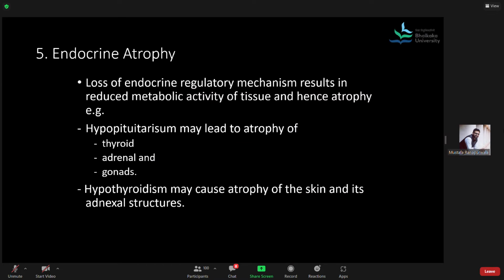Endocrine atrophy, right? Endocrine atrophy is where the hormones that are usually required for the normal functioning of various organs do not get their normal hormones. Like hypopituitarism, we know, leads to atrophy of the thyroid, adrenal, and the gonads, because the stimulating hormones like TSH come from the pituitary for the activation of the thyroid hormone. In the same way, when we have hypothyroidism, we are going to see the skin and adnexal structures atrophy, because again, thyroid hormone is the one that maintains basal metabolic rate by activating the adnexal structures, right?